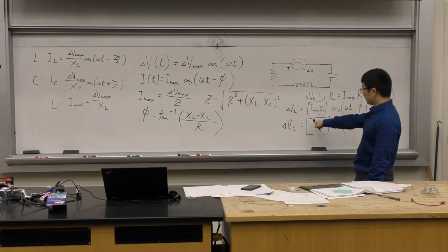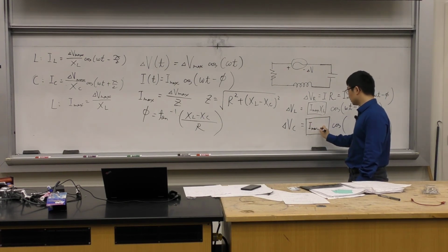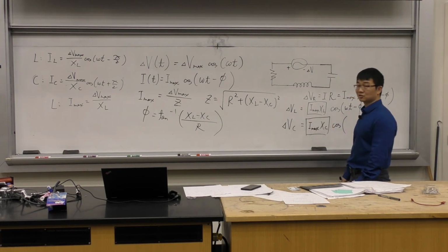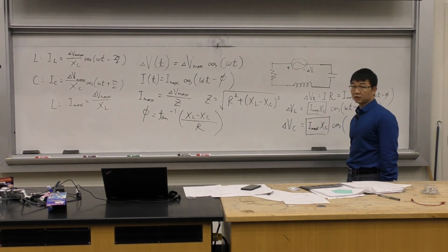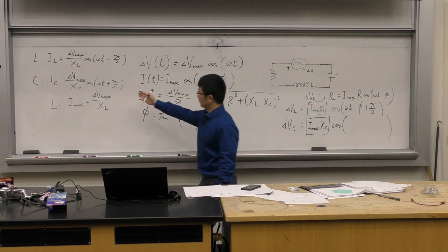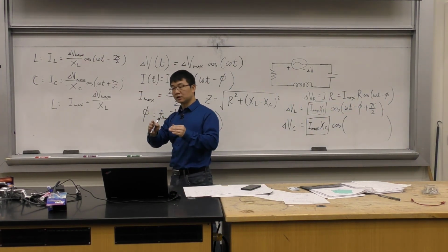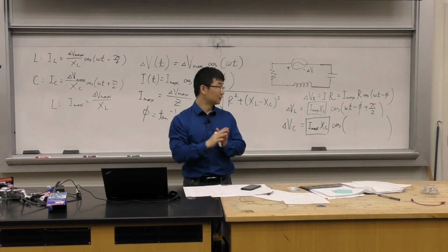The maximum value is easy. It's going to be similar to this, right? Because the maximum voltage is always going to be Imax times XC. That's the relation between Imax, Vmax, and the XC and XL we defined. What is this function? Current is always 90 degrees ahead of voltage. So voltage must be 90 degrees behind the current, right?